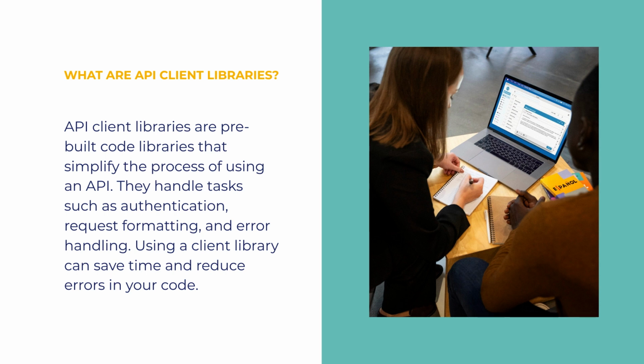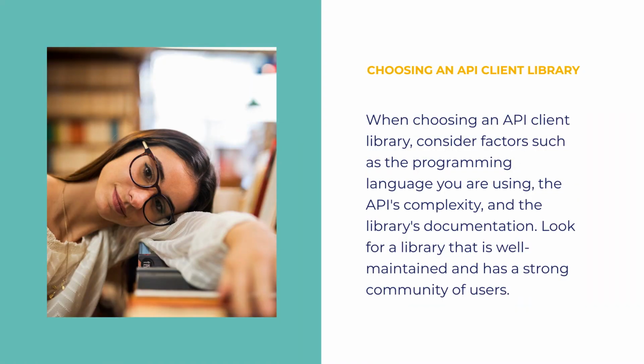2. Utilizing API client libraries. Choose the appropriate library. Identify if the API provider offers any official client libraries for your preferred programming language. If not, explore community-supported libraries. Installation and setup. Follow the installation instructions for the chosen library and ensure it is properly set up in your development environment.